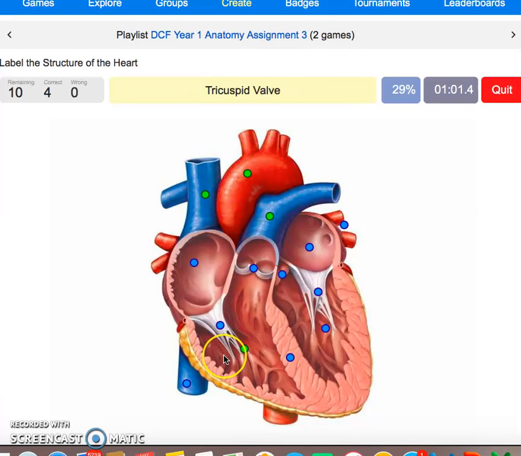The tricuspid valve. On the right side of the heart, stops the backflow of blood into the right atrium when the right ventricle contracts.